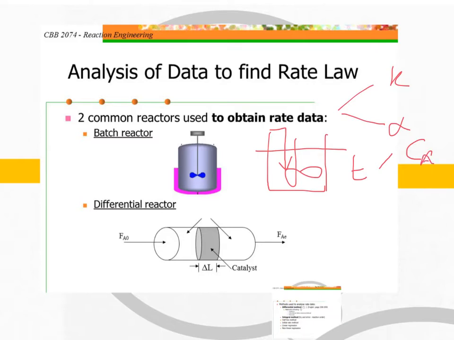Then what you have to do is run another sample, but now the time becomes t2, and then you record your CA2, for example. Similarly, you run again and get the third data at t3 and concentration CA3, and you can do so on and so on.